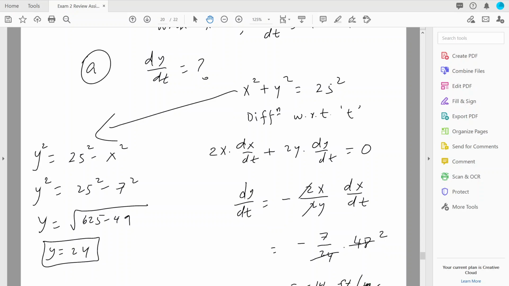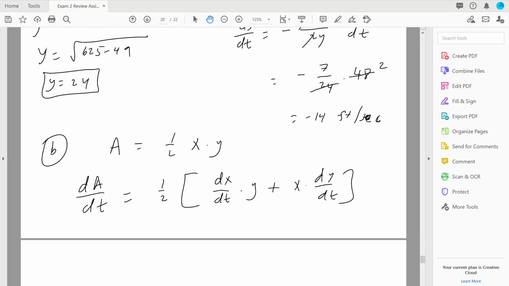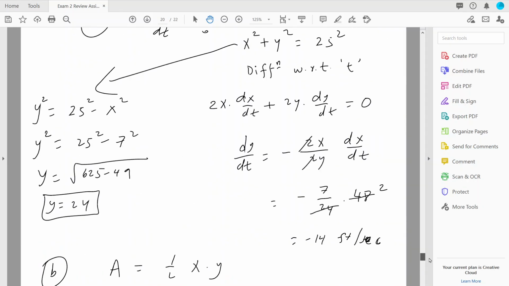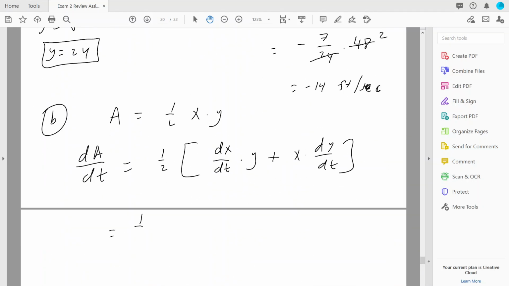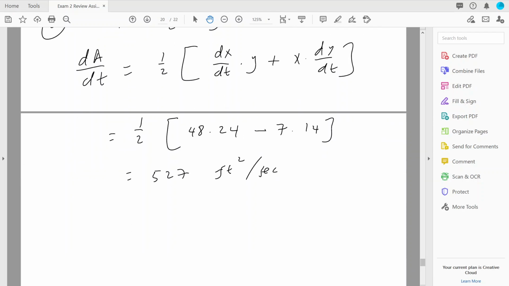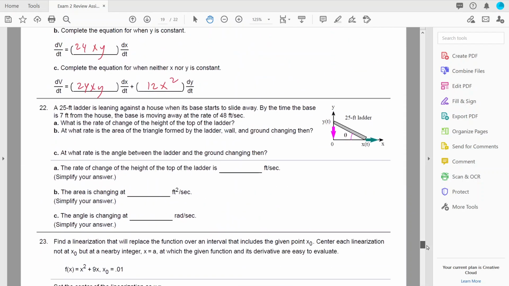So let's continue now. The rate of change of area can be found by plugging in these values. dx over dt is 48, times y which is 24, x is 7, and dy over dt is negative 14. I already made it negative. If you just do the math here, it would be 527 feet squared per second. Don't forget that it's a rate of change of area, so it's feet squared per second. Finally, part C, we need to find the rate of change of the angle.